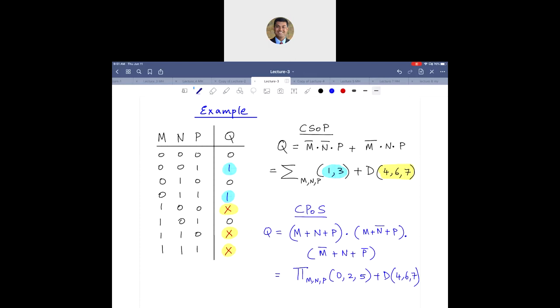All right. Questions about this example? For the sake of completeness, I will also just indicate the row numbers here.